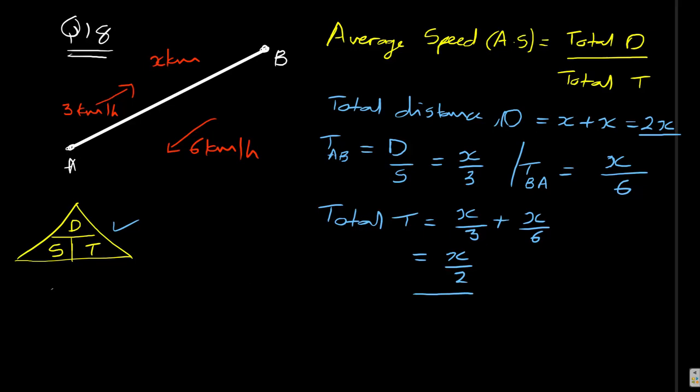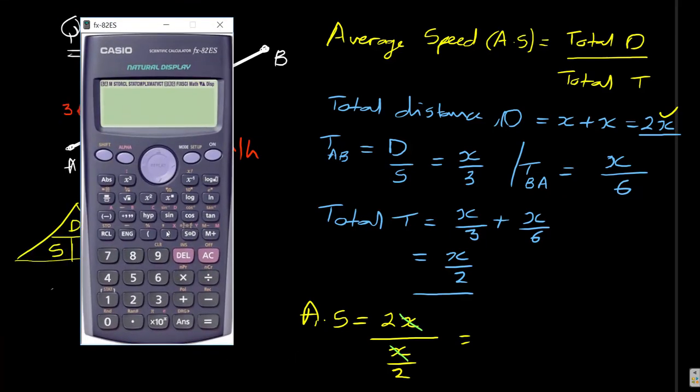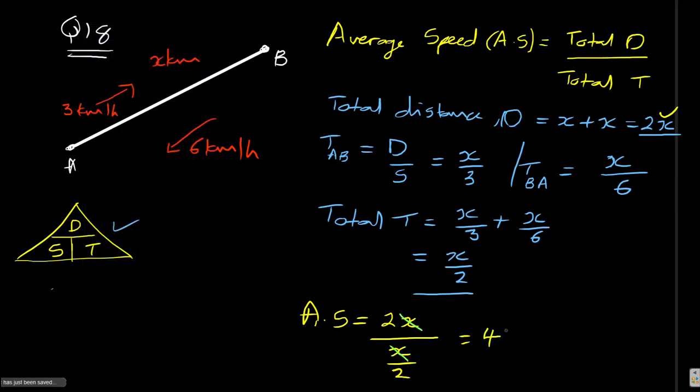So now back to my question, my average speed, my AS, is total distance, which was my 2X, over my total time, which is my X over 2. And in here, the X will cancel out the X. So what I'm actually having is 2 divided by a half, which I can use my calculator for. Be careful how you punch this one: 2 divided by, I put another fraction, 1 over 2, because it's 2 divided by half, or 2 divided by 0.5, and then I'm getting a 4. So what is my average speed? It is 4 kilometers per hour.